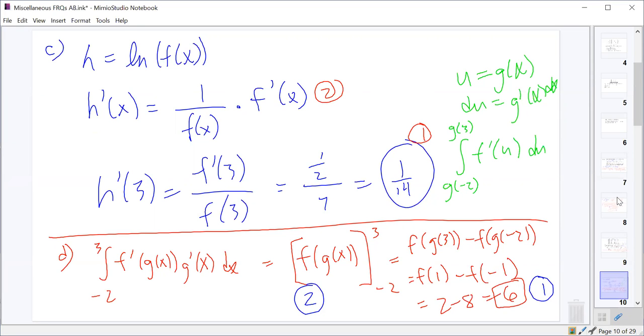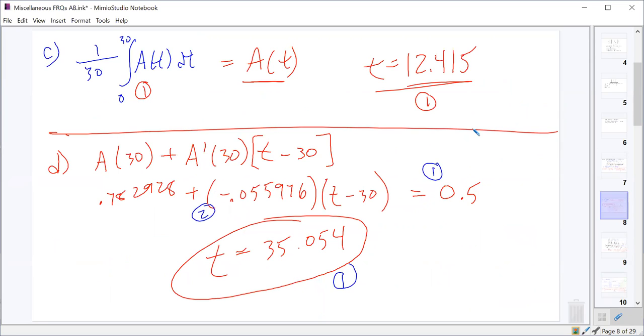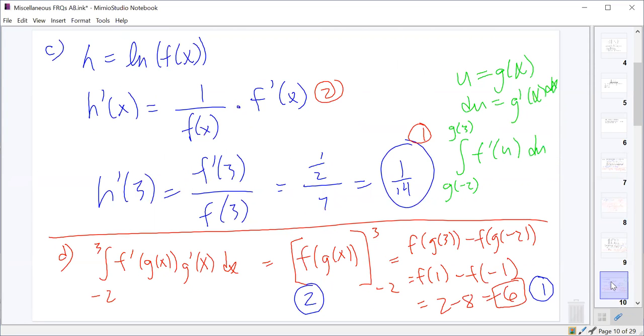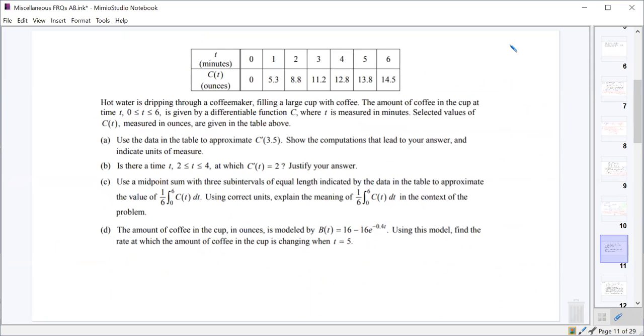Sure, back to slide eight. Yep. Anybody, any questions on those two so far? All right, and one last one to go through before we take our quiz here.